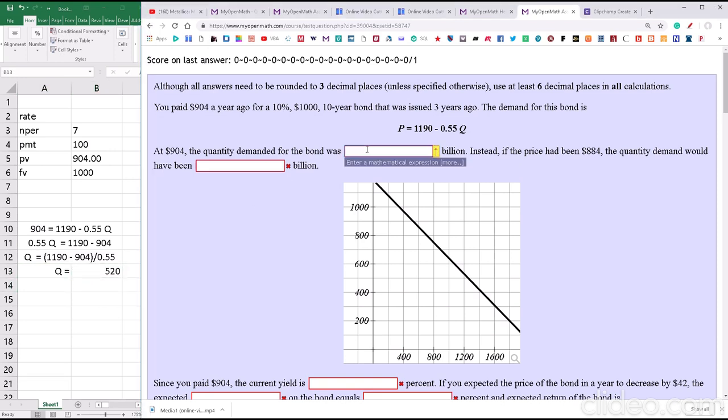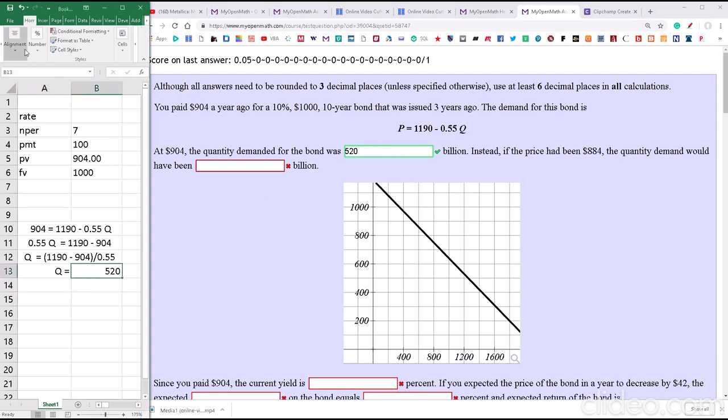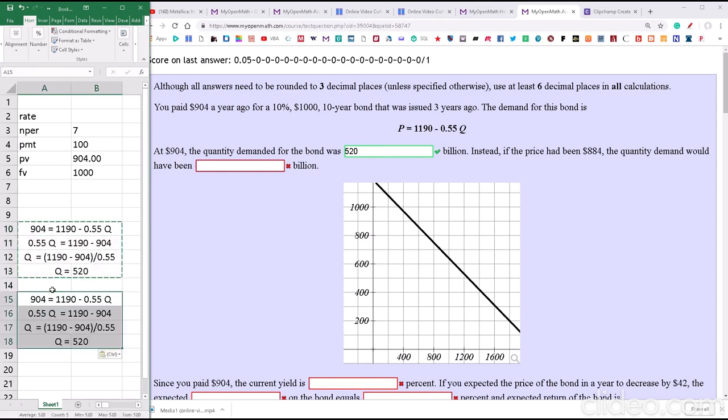520. Okay. And we get the correct answer. Instead, if the price had been $884, the quantity demanded would have been what instead? Well, I'm going to copy this and put it down here. And then instead of 904, the price is $884. So wherever I see 904, replace it with 884.